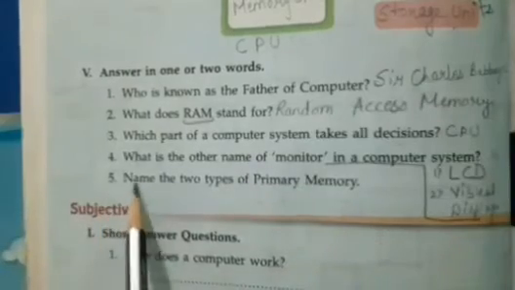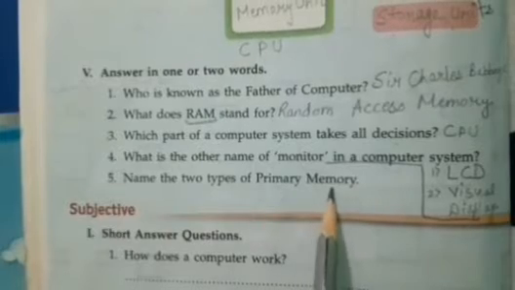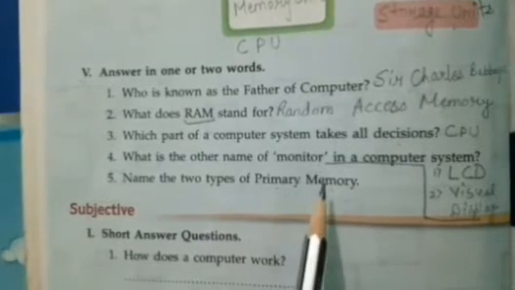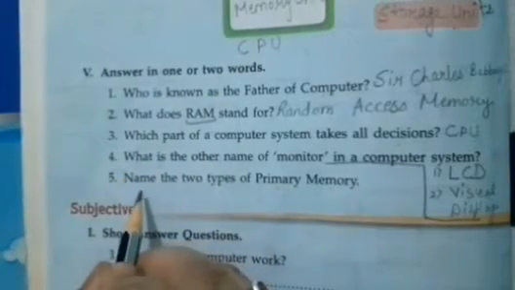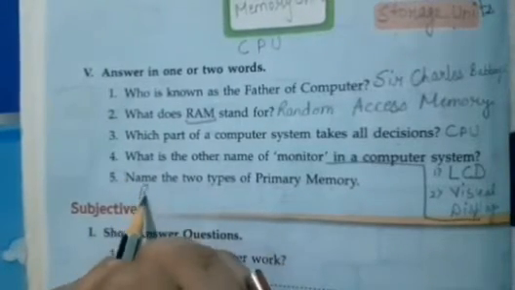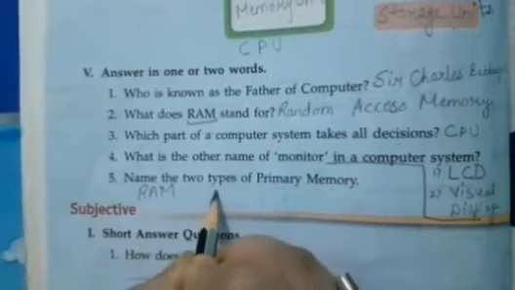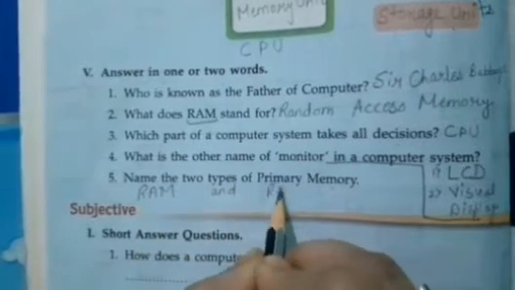Question number 5. Name the 2 types of primary memory. Children, as we have already discussed, primary memory is of 2 types. RAM and ROM.